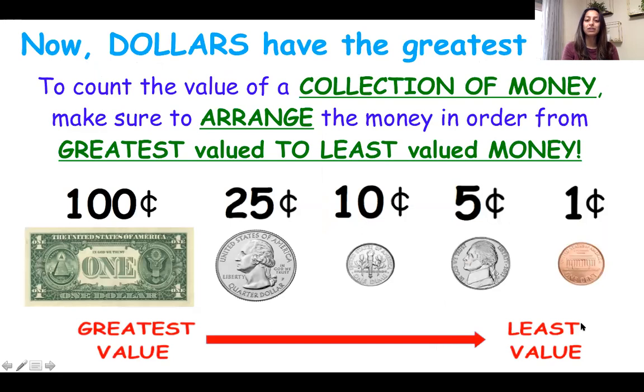Now that we've learned about dollars, dollars have the greatest value out of all the money we've learned. And we know that to count the value of a collection of money, we have to arrange it from greatest value to least valued money. So now our dollar bills, or the amount or coins that equal a dollar, would come first because $1 is worth 100 cents, right? Remember when we took away the dollar sign and the decimal point, we were left with 100. So $1 is equal to 100 cents, and that's way more than 25 cents, which is a quarter, 10 cents, which is a dime, 5 cents, which is a nickel, 1 cent, which is a penny. So our dollar bills, or coins that equal a dollar together, would always come first.